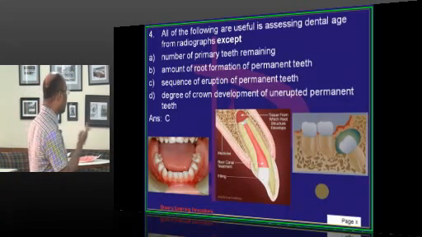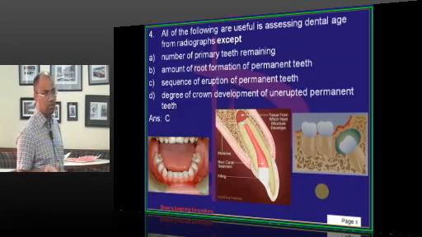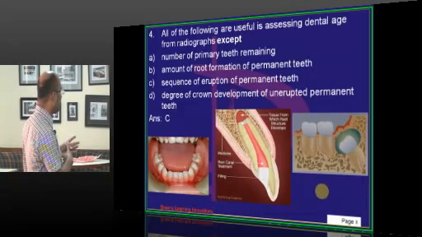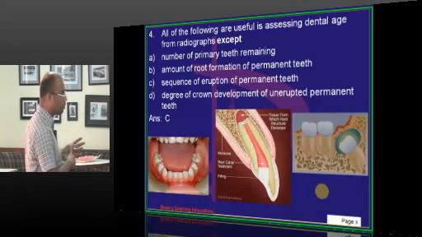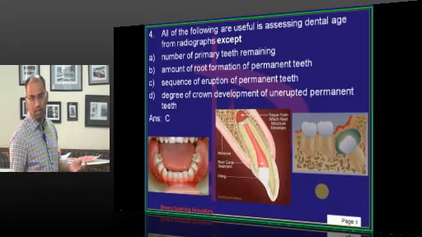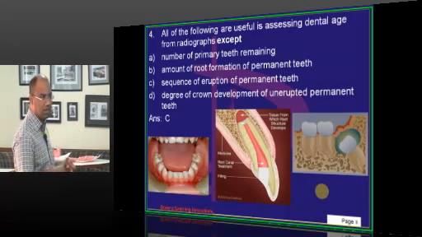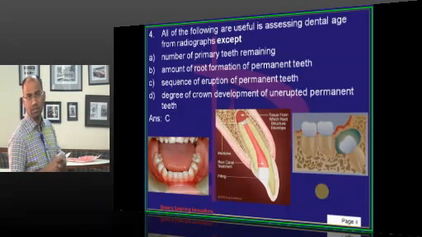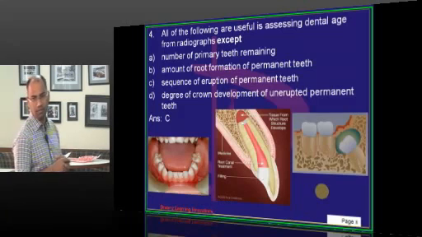The degree of crown development, yes, depending on the maturation. So you can see the degree of crown development, you can see the amount of root formation, you can see the number of primary teeth remaining, that is, which have not exfoliated. All these things you can see on a radiograph, but you just cannot tell the sequence of eruption. Sequence of eruption cannot be told by a radiograph.